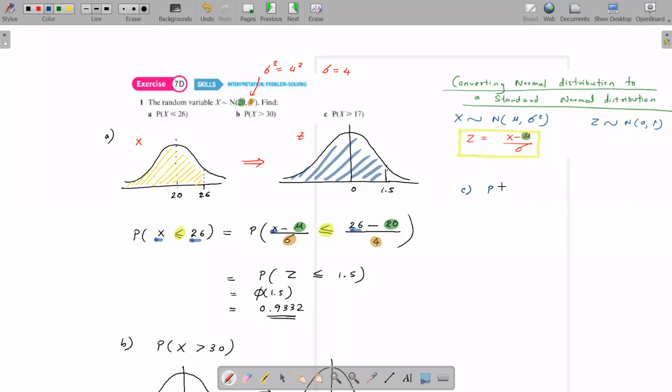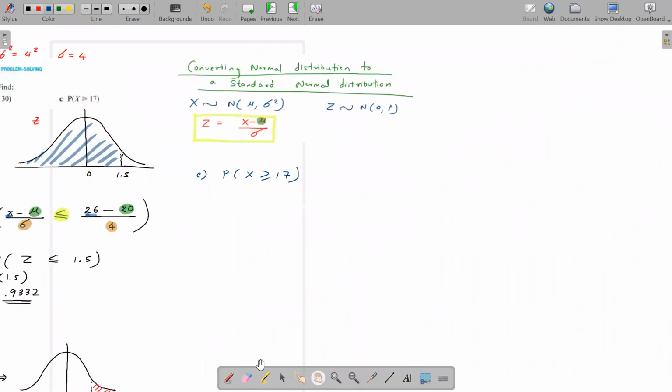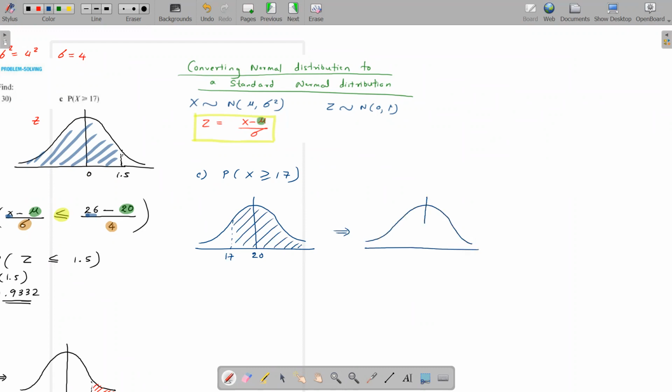Part C, probability X is greater than or equal to 17. So that is, your mean is 20, right? So 17 is behind. And you need to get the area in front. So now you need to do the conversion and see that 20 becomes a 0, which means definitely this 17 is a negative Z value, right? So you have to see what's the negative value corresponding to 17, okay?